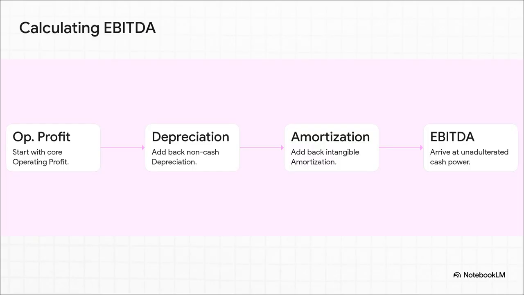Let's see how this builds mathematically. It's actually a highly logical progression. Step 1, you start with that operating profit we just defined. Step 2, you add back depreciation. Remember, that's just an accounting measure for wear and tear, not an actual cash outflow. Step 3, you add back amortization, which is the write-down of intangible assets. And finally, Step 4, you arrive at your pure EBITDA. This formula reveals exactly how much juice the corporate machine can squeeze out, completely independent of how the company happens to be financed or taxed.